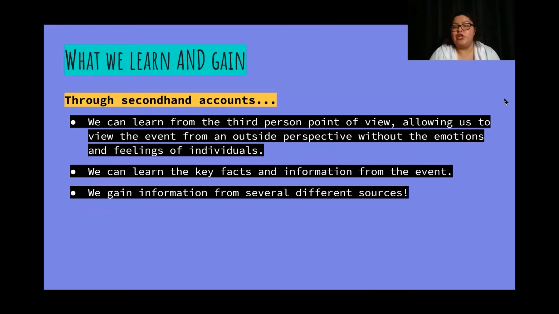What do we learn and gain through secondhand accounts? What do you think? We can learn from the third-person point of view that secondhand accounts are in, allowing us to view the event from an outside perspective without the emotions and feelings of individuals. And we can learn the key facts and information from the event. And we gain information from several different sources. It's not just one person's account of what happened.